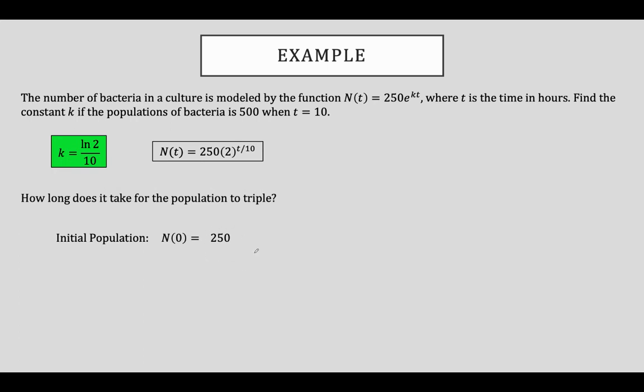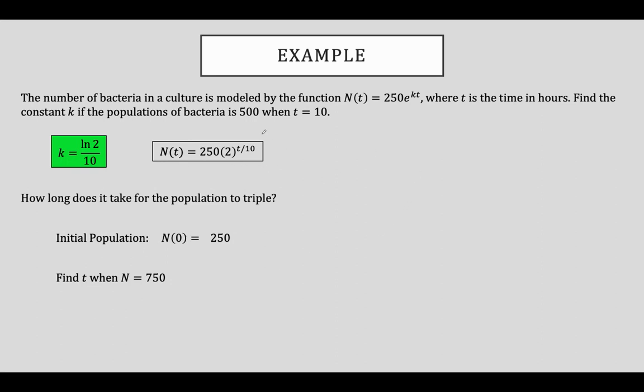as our initial population. And what do we do next? We want to find the time when the population is going to be 750. Why 750? Because 750 is 3 times the initial population. So, what can we do? We can set up an exponential equation.